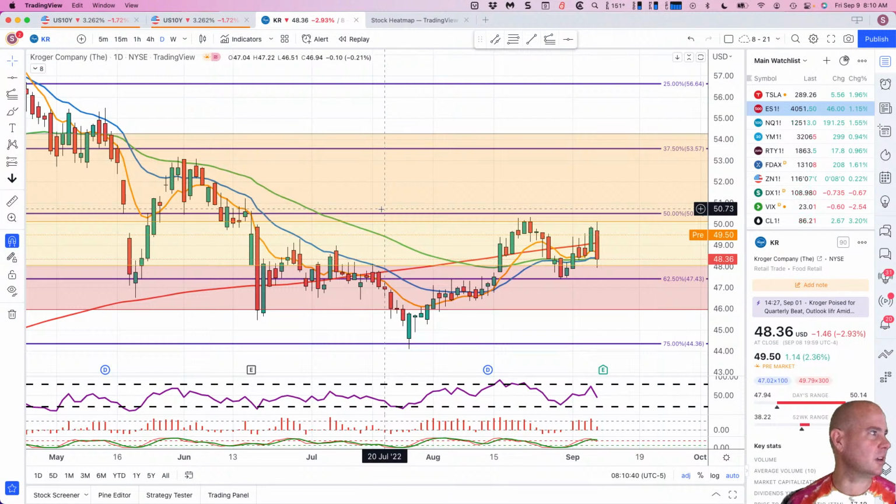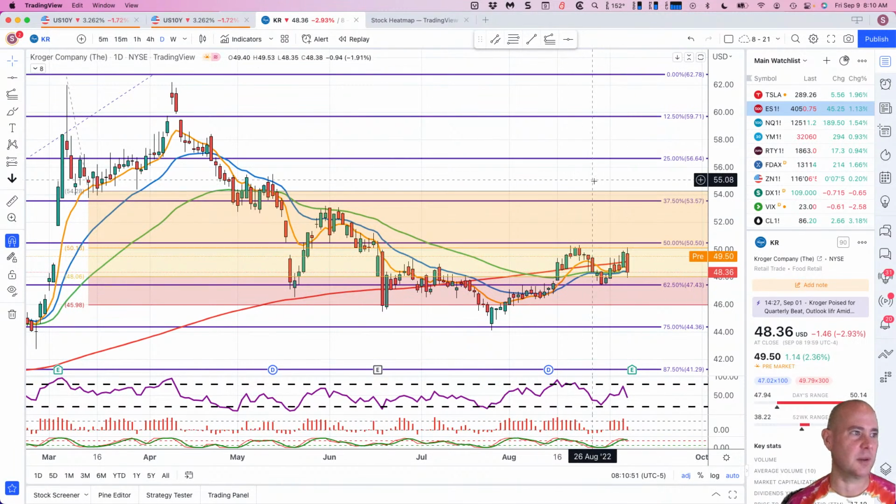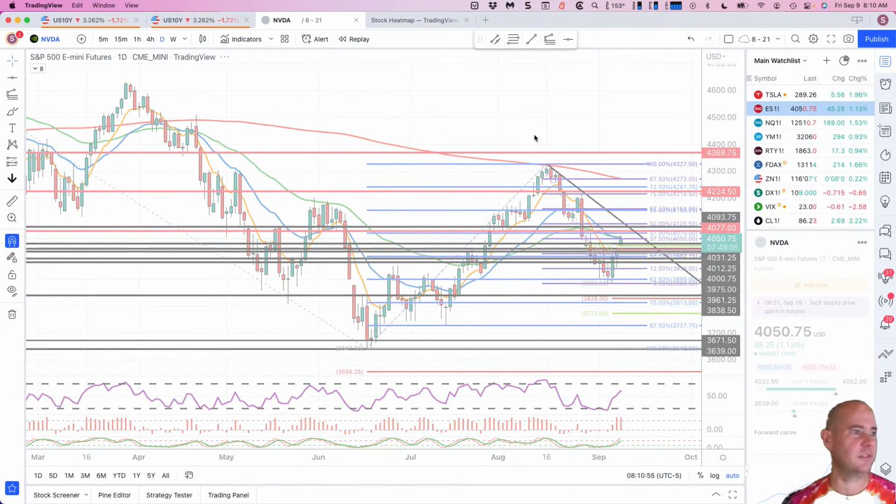Oh, the Kroger. Okay, so they beat pretty much in a range. Interesting. Even with that pre-market gap, I don't know. That is still a double top. I'm going to have to do some more research into that. You know what? I'm just going to look at NVIDIA.